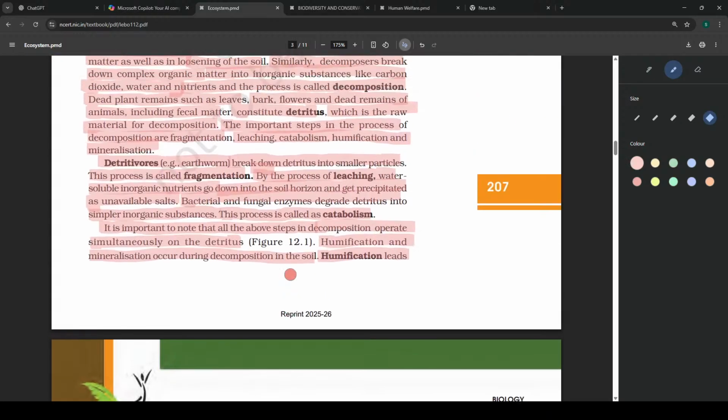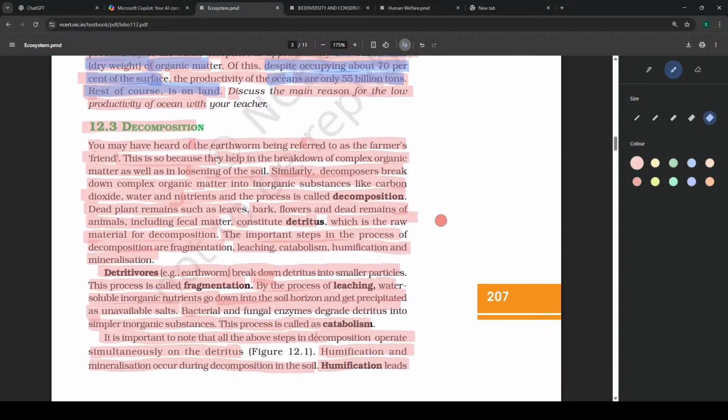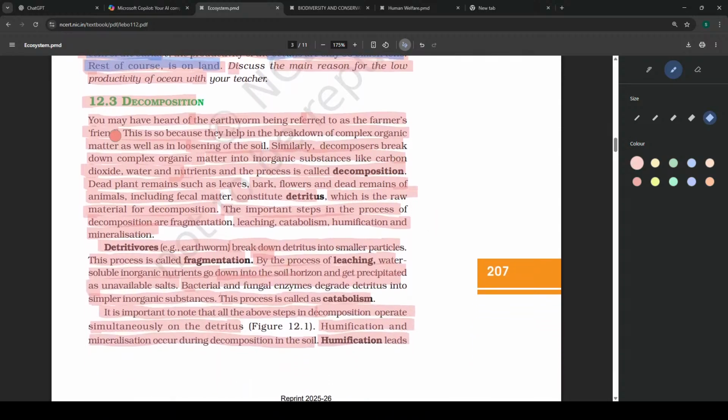Okay, not much is given here. First, they gave a friendly example of a decomposer which we know about: the earthworm. They referred to an earthworm as a farmer's friend, which everyone does. Why do they do so? Why is an earthworm known as a farmer's friend? Because the earthworm helps in breakdown of complex organic matter into simpler matter.